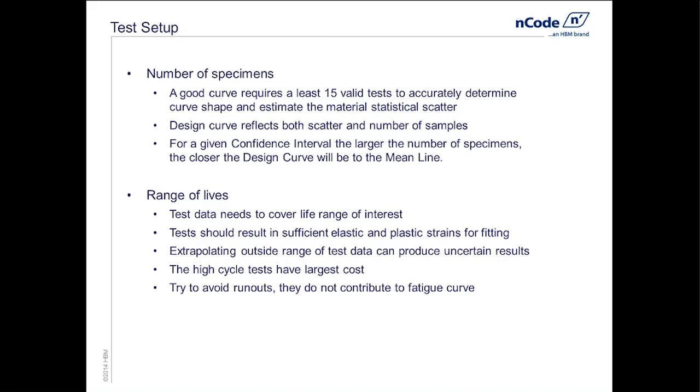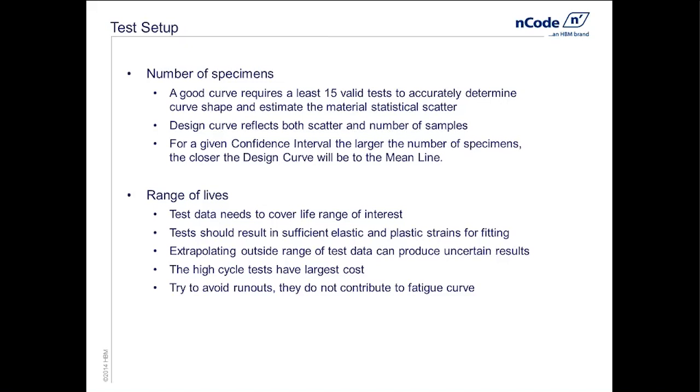The last couple things to mention: the test data from the high life, high cycle tests cost the most. Those are the ones that run the longest. They're going to have the greatest cost. And so one way of controlling cost on a material test is to identify the high cycle regime that we're interested in, but not go much beyond that if we don't have to.